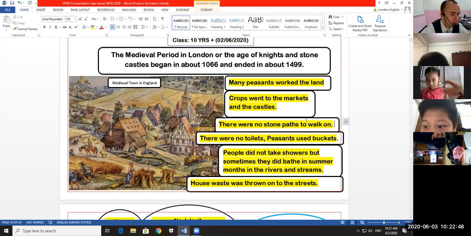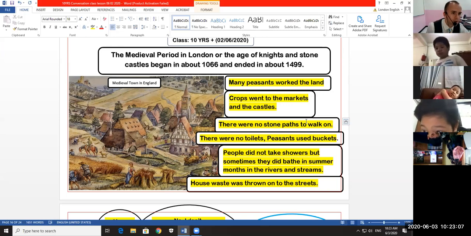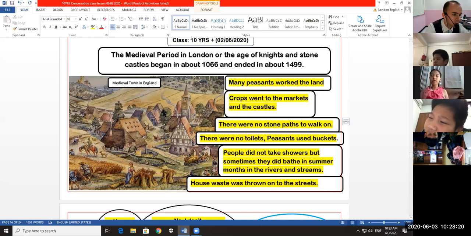Tonmai, did they have toilets? No toilets. Okay. Did they have bathrooms? Did not take a shower, but something they did, but in summer months, in the river and stream. Okay. So well done, Tonmai. So they didn't have bathrooms. Okay, so there's no shower, but they did bathe.